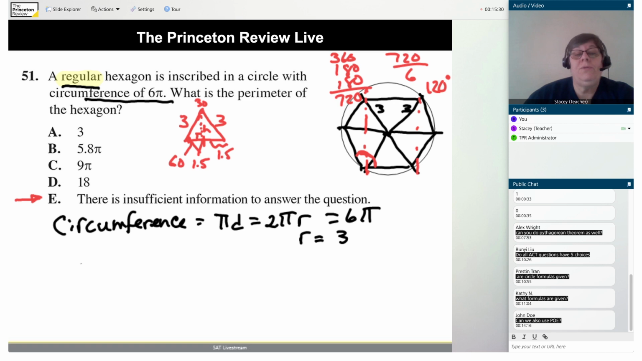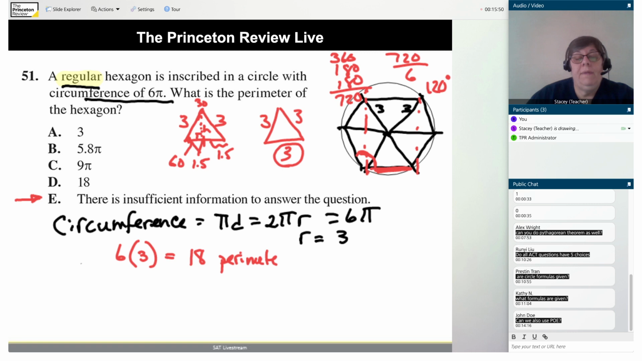Every one of these triangles inside that hexagon are equilateral triangles. Once I know that, and I know this length, perimeters, I have six of these. 6 times 3 is 18 for the perimeter of the hexagon. All right, so that's why we love when you tell me I have a regular figure of some sort. Regular is a good piece of info for us.